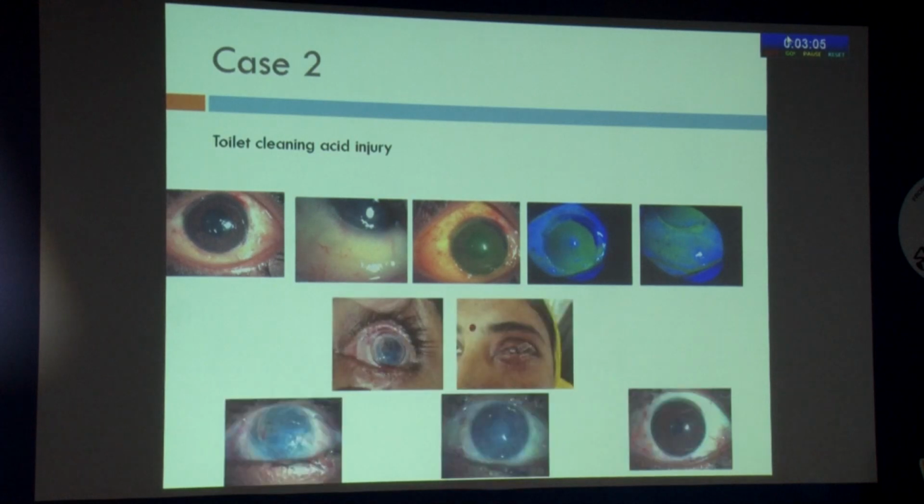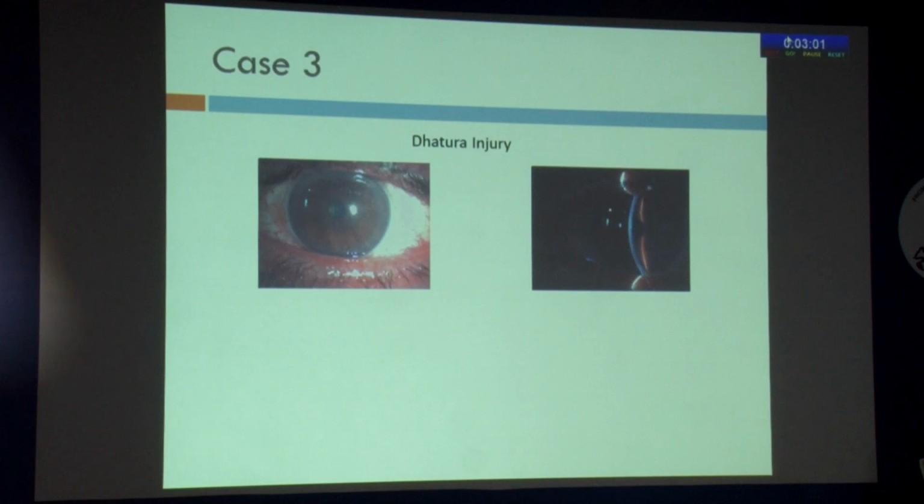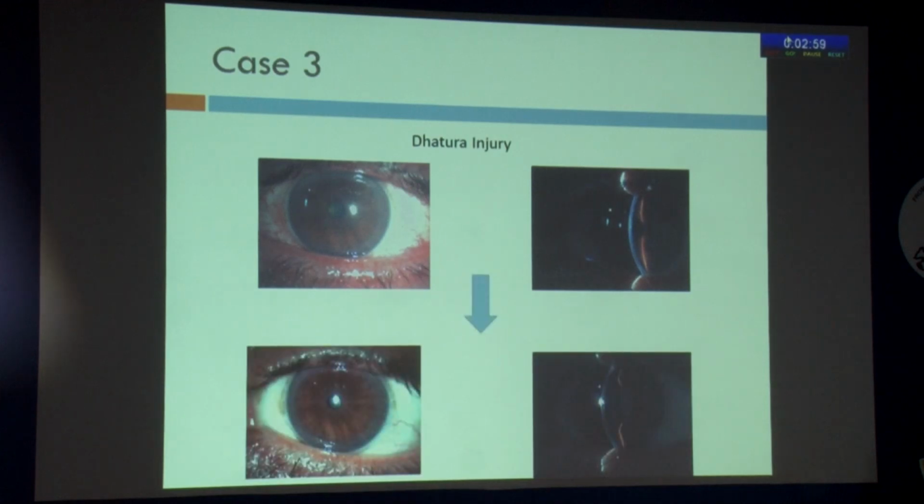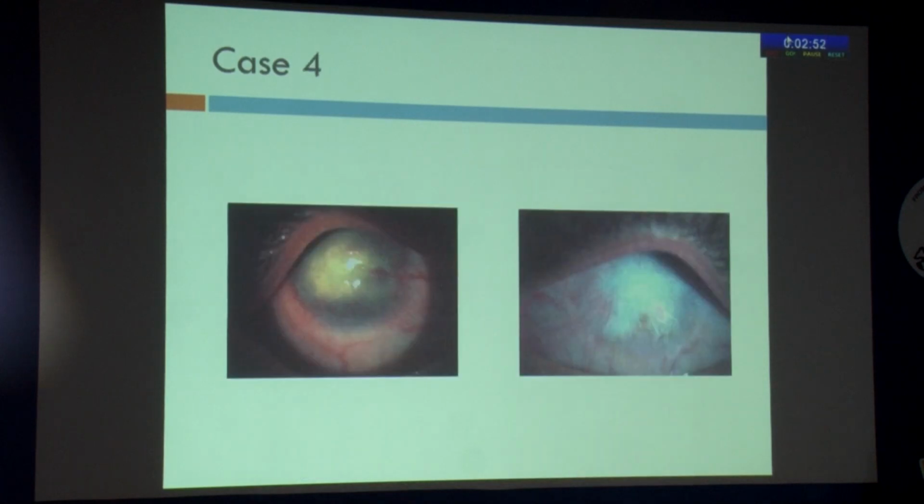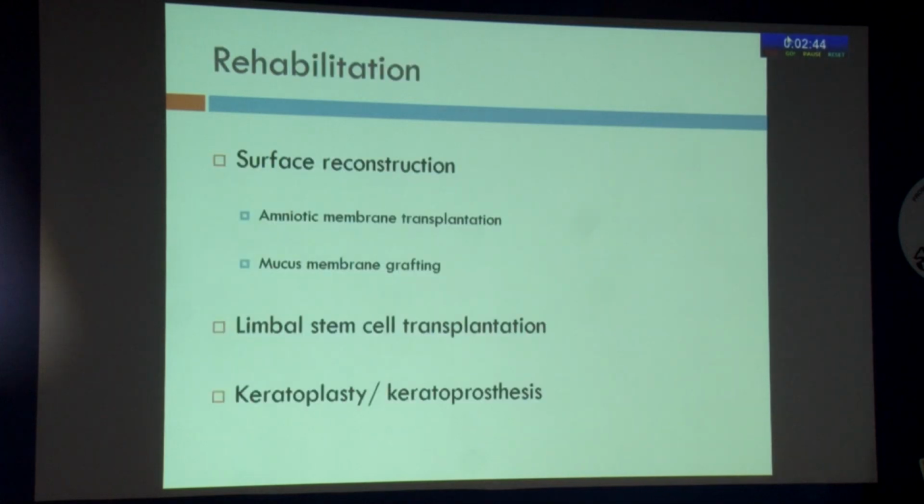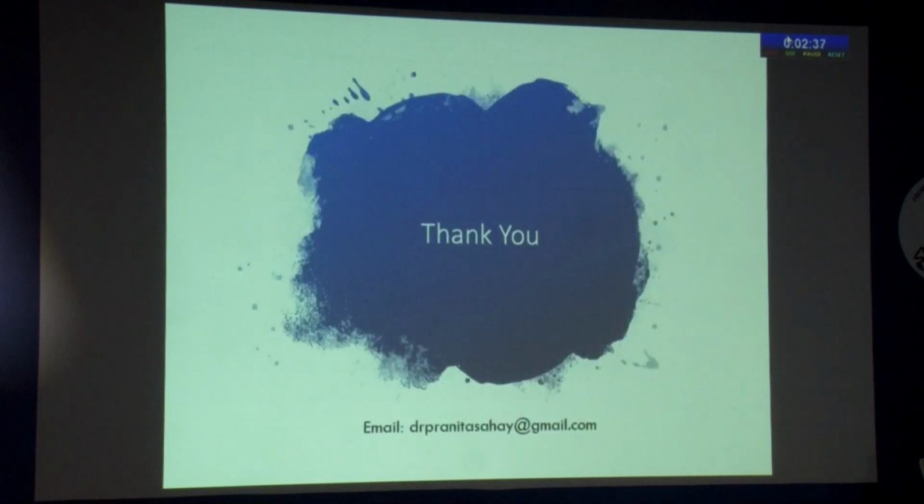This case we have already seen. This lady had an injury with a toilet cleaning acid. Now this is an interesting case of Dhatura injury. The patient developed corneal edema and endothelitis, and was well managed with only topical steroid and cycloplegic therapy. This is a case which had a grade 6 injury despite the best management, and ended up with corneal scarring. In such cases, surface reconstruction with limbal stem cell transplants and keratoplasty later is required for optimal treatment.